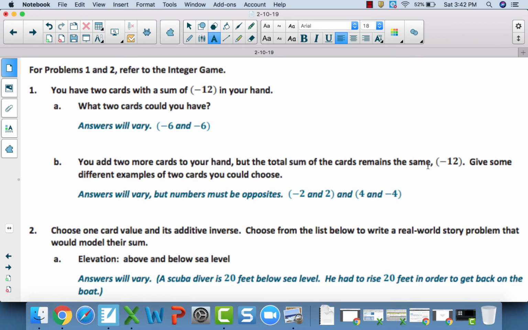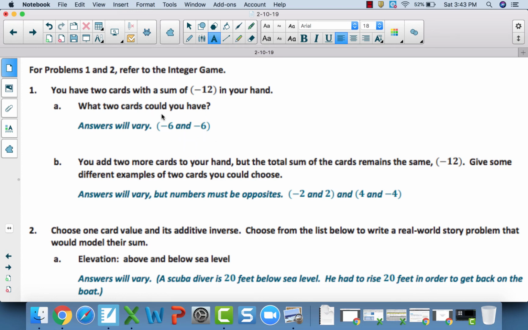So for 1A, to get to a sum of -12, there's a large amount of possible answers here. -7 and -7 would get you to -12. Any two negatives that add together to get -12 work. So -8 and -4 would work. -10 and -2 would work. -9 and -3 would work. There's a lot of different ones.